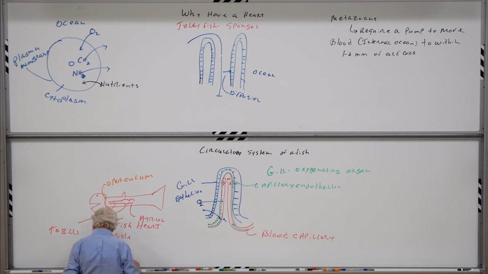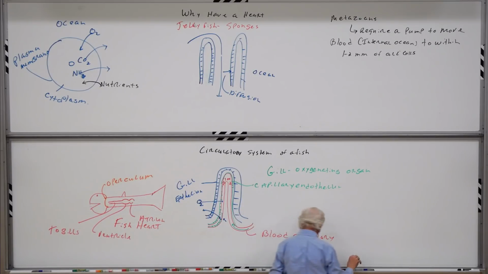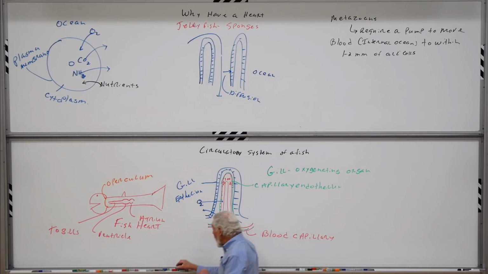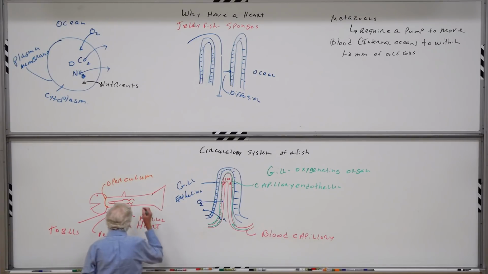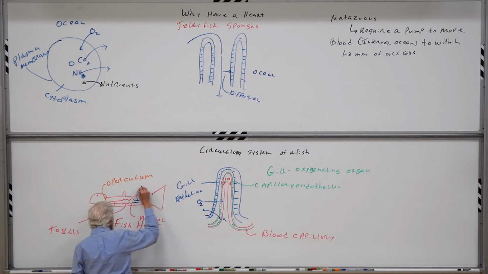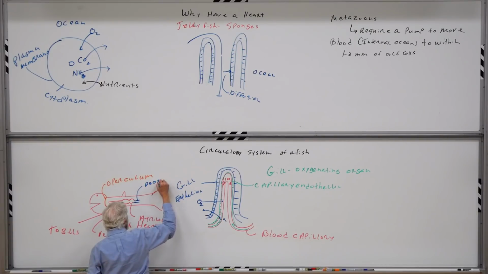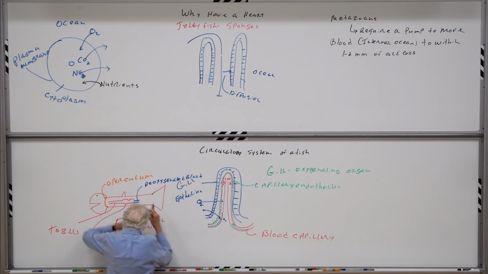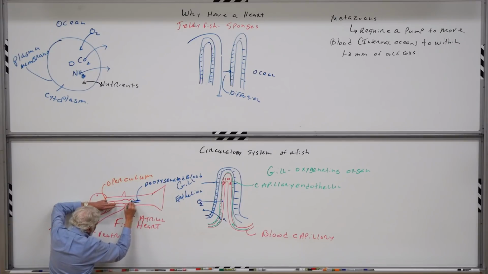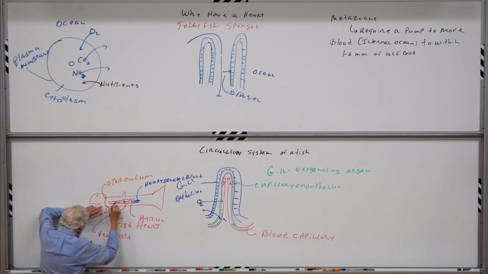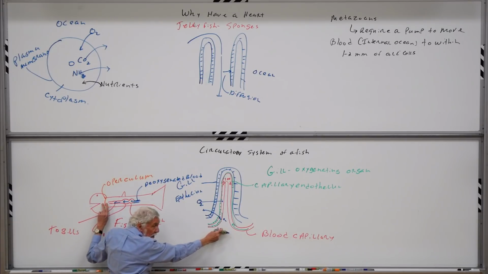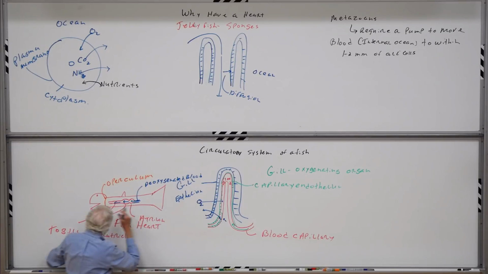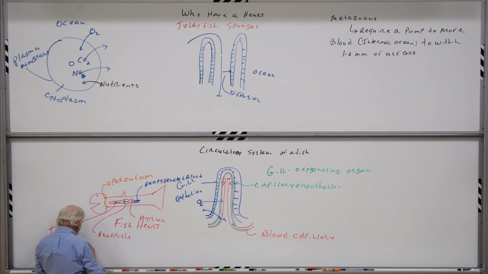The atrium, I'll put this in blue, the atrium is collecting blood. This is deoxygenated blood. So the deoxygenated blood is flowing into the atrium, is being pumped then by the ventricle through this tube to the capillaries in the gill. And at this point now, we can oxygenate the blood, and oxygen-rich blood leaves the gills.